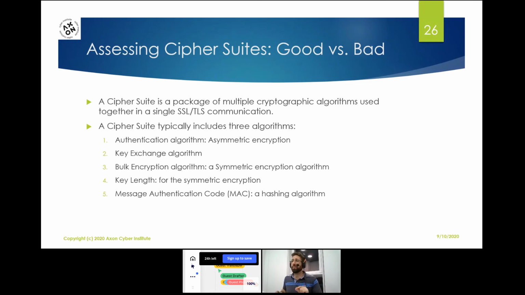However, before we go into the cipher suites, I'm going to give you a 5 minute break just to stretch your legs, to have a cup of coffee, or to walk around. Okay, I also have my own break. So we're going to have a 5 minute break, and then we're going to continue with the cipher suites and the rest of the presentation.